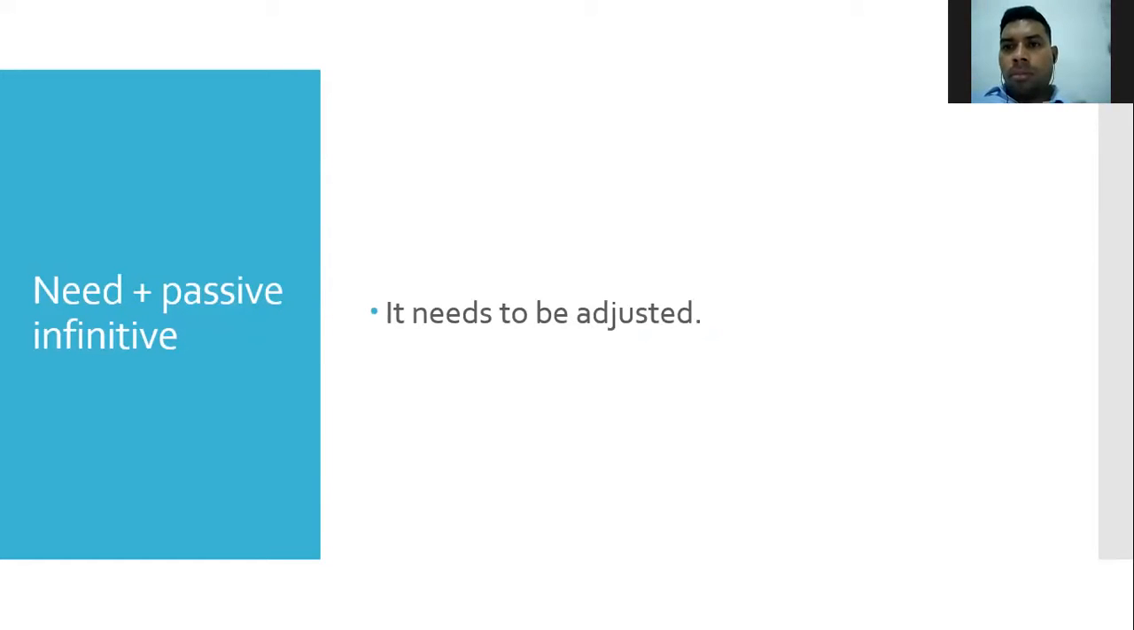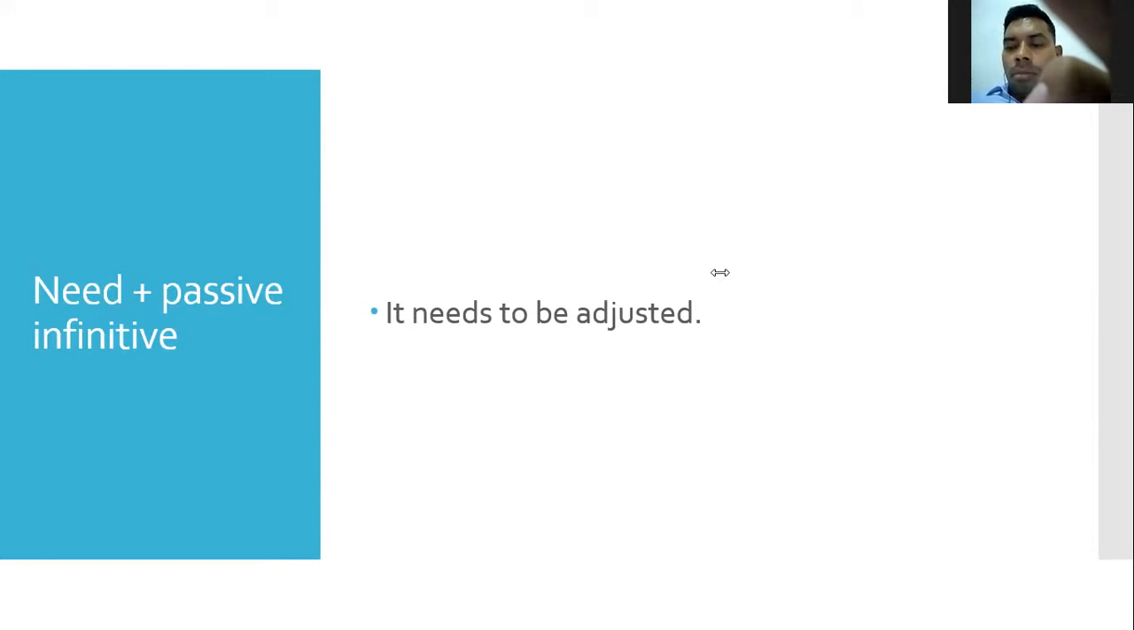The television needs to be adjusted. Okay, very good. That's a good example. Can anyone else help me with another sentence? Let me check. The light needs to be fixed. Okay, yes. That's the sentence that we already saw before.